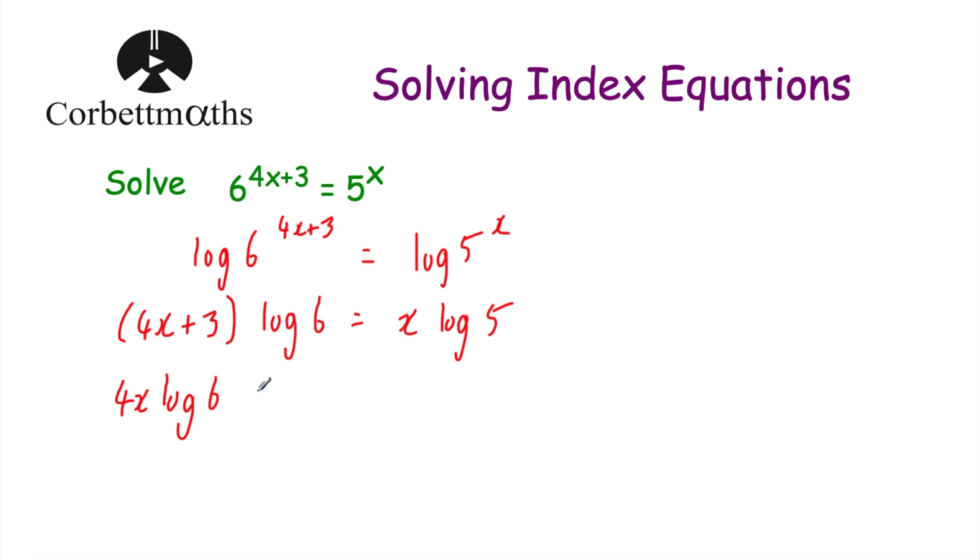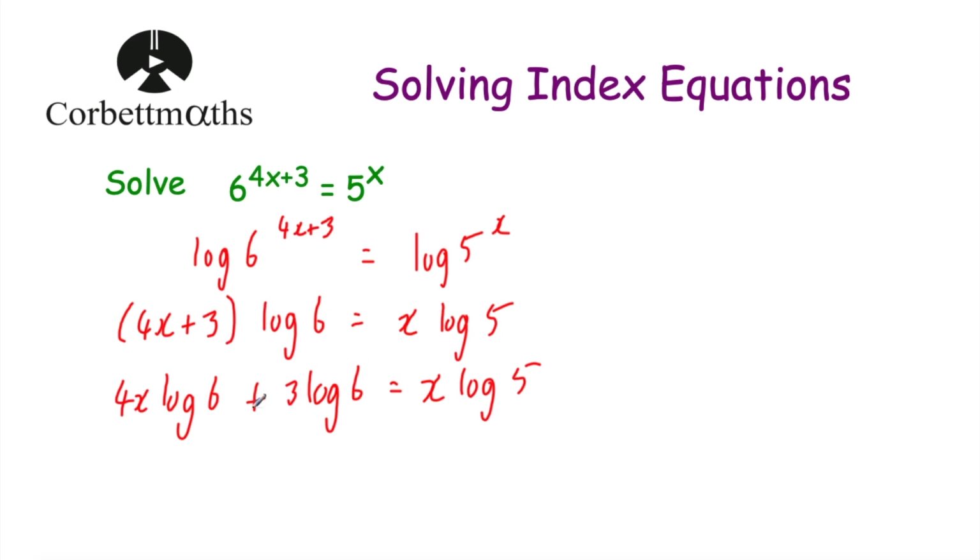And then we've got 3 times log 6, so that's plus 3 log 6. And on the right hand side here, we've got x log 5. So as you can see, we've just expanded those brackets and we've got 4x log 6 plus 3 log 6 is equal to x log 5.